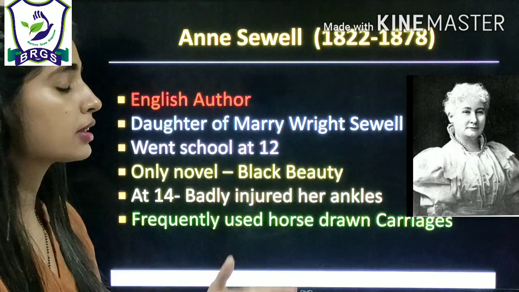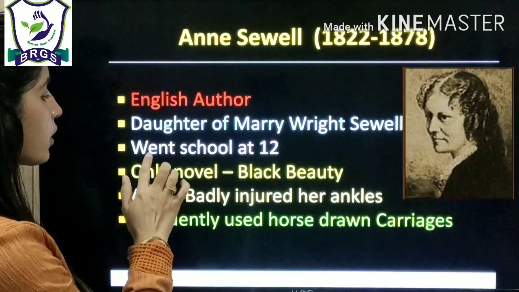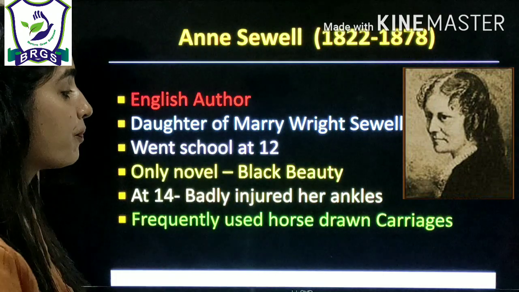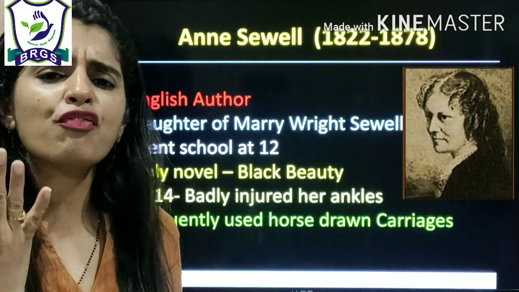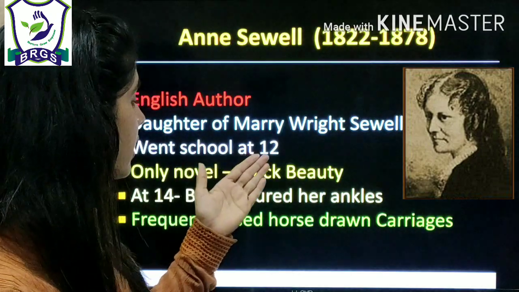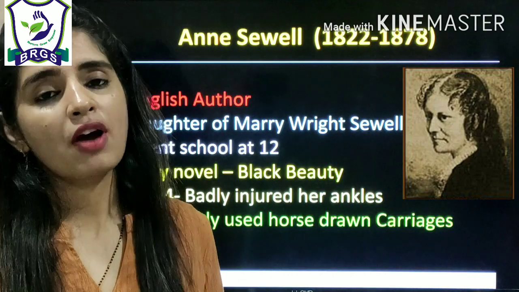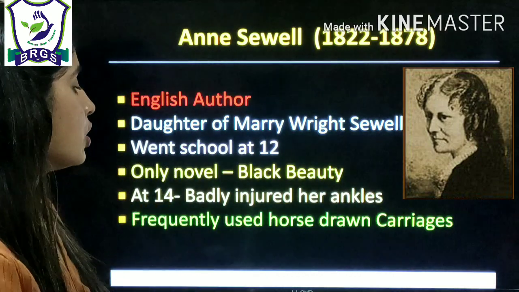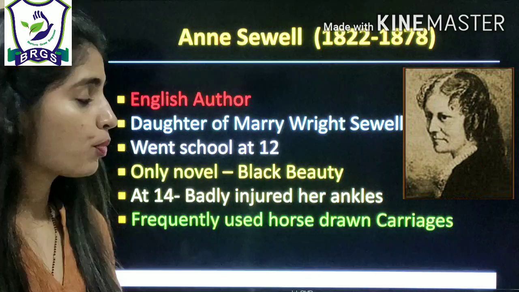Mary Wright Sewell is also a writer. Annie Sewell went to school at 12. Generally, we start our school at 3 or 4. But why did she start her school at 12? Because of her financial constraints or problems, we can say. She was not able to go to school just because of financial problems.